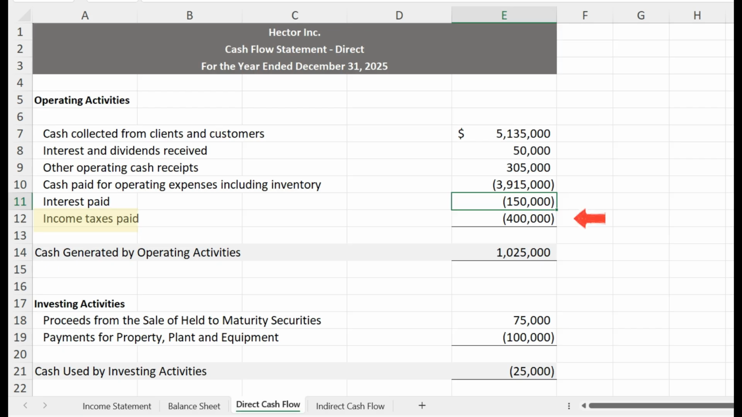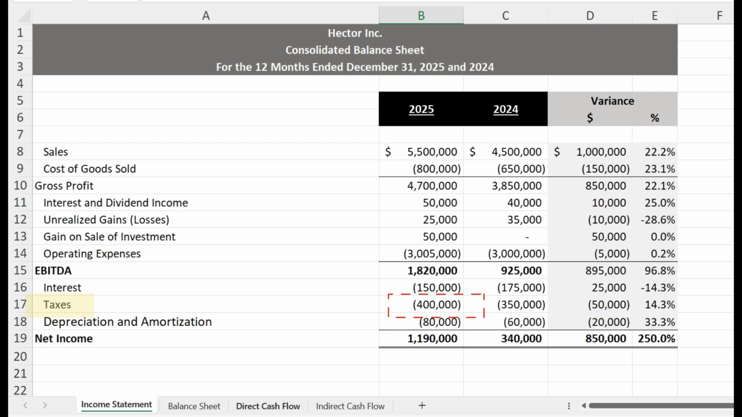And I'm making the same assumption here. No income taxes have been accrued, and I'm just going to grab that number straight from the income statement. I actually paid all those taxes in 2025.